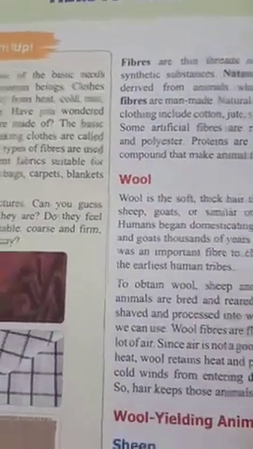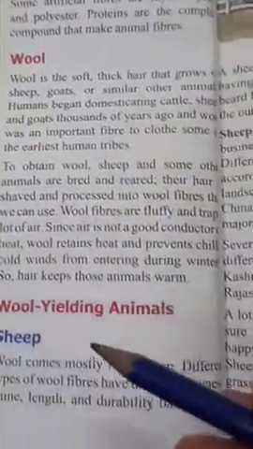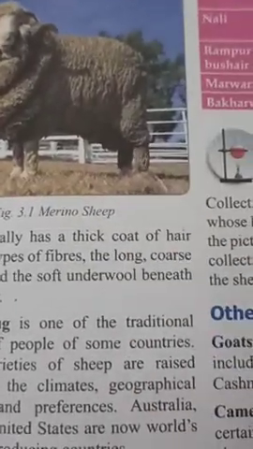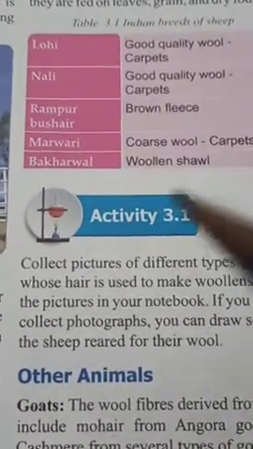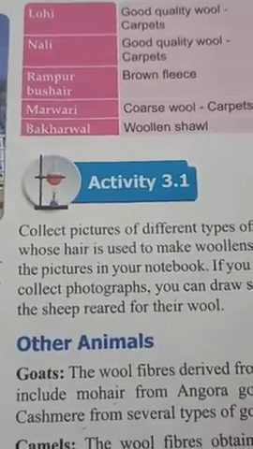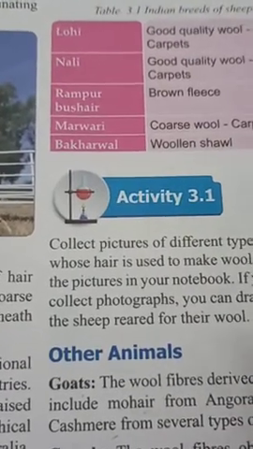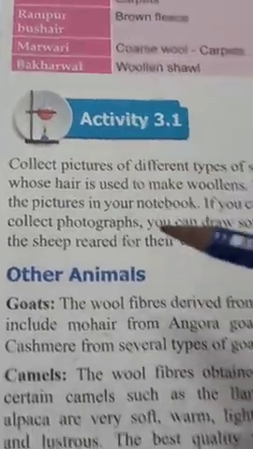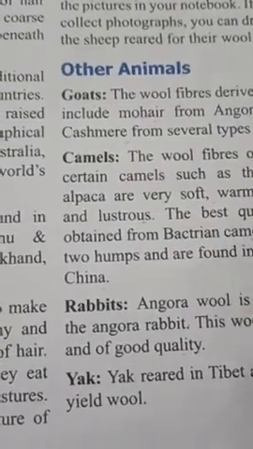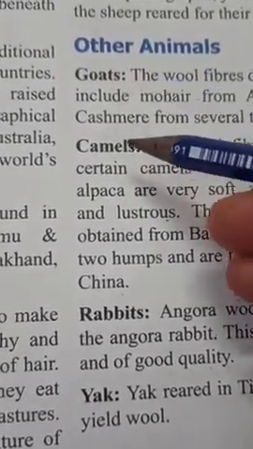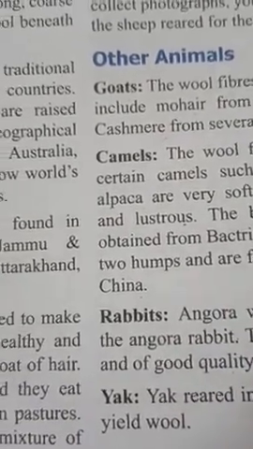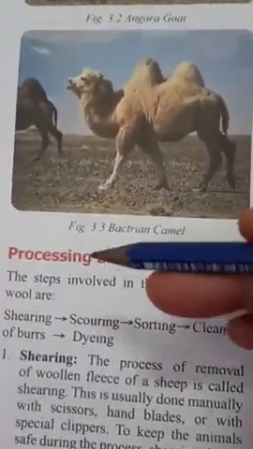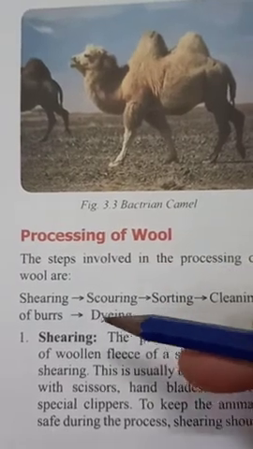Under this chapter, we have already studied wool and wool yielding animals, in which I explained how people domesticate different wool yielding animals and what are the different improved varieties, or good Indian breeds of sheep. Then I also explained about other wool yielding animals, like goat, camel, rabbit, yak.